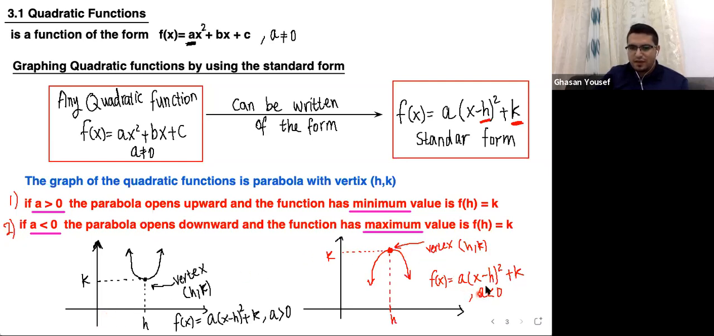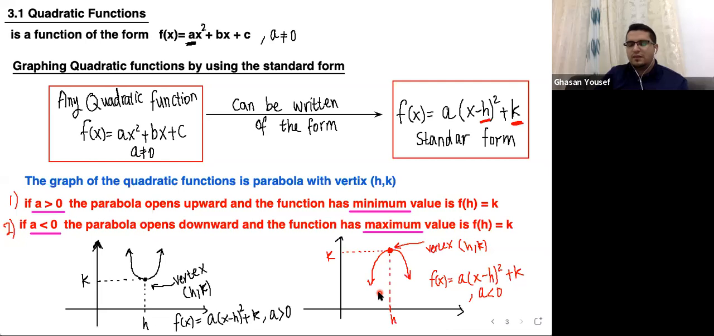But if a is negative, look, a is negative now here, the k can be positive or can be negative. It depends on the graph of the parabola. So I'm going to give an example. So k decides if the graph is maximum or minimum?